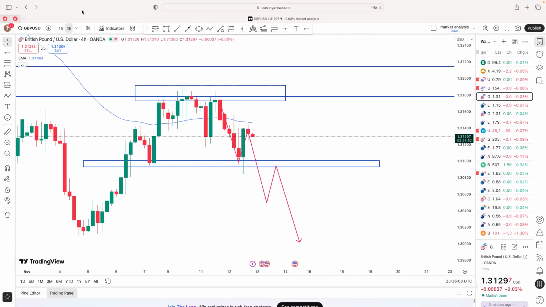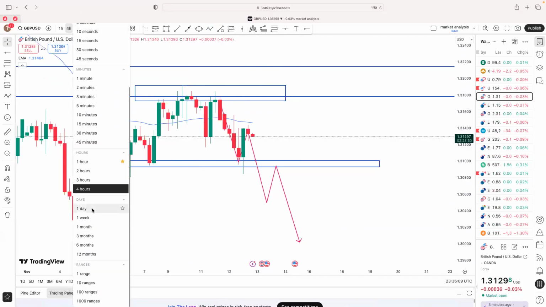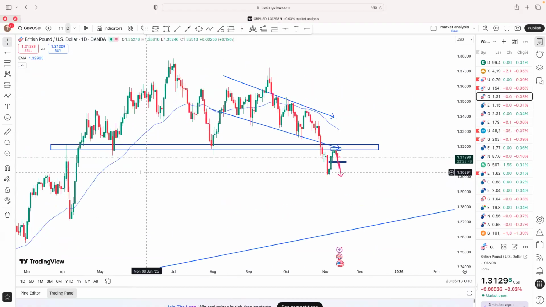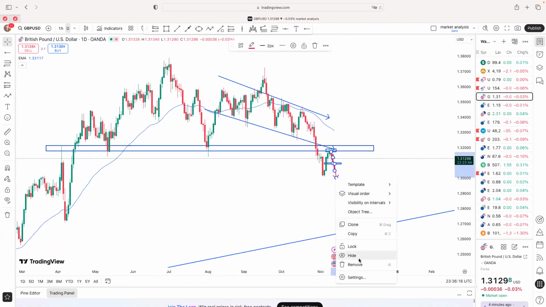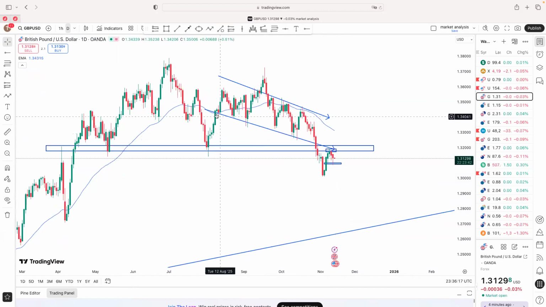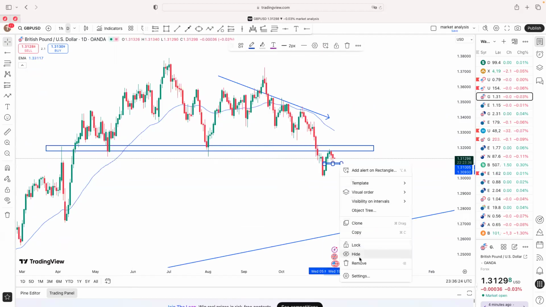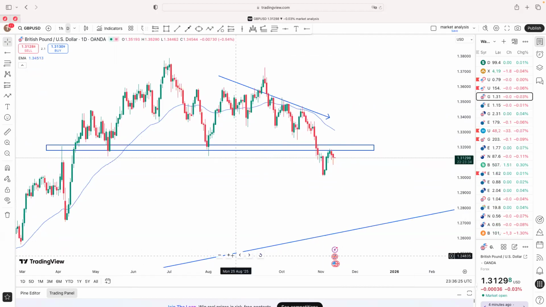Where are you going with the GBPUSD? This is where we're going. I'll show you. I'm not going to repeat myself. It's either you catch it now or you're never going to catch it again.